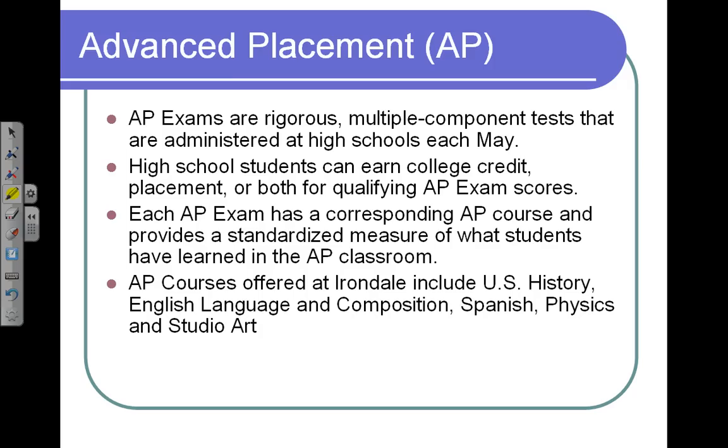The next kind of tests we want to talk about are advanced placement exams. Next year, you would be expected as part of the early college program to take advanced placement U.S. history. The way that you obtain college credit for an AP class is by passing the exam that is given in May. The curriculum in high school will prepare you for that. It is intended to be the equivalent of a first year or entry level college course in a particular subject. Please note that at Irondale, in addition to AP US History, we have many other AP classes, including English Language and Composition, Spanish, Physics, and Studio Art.